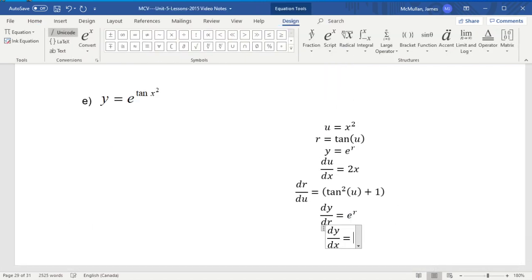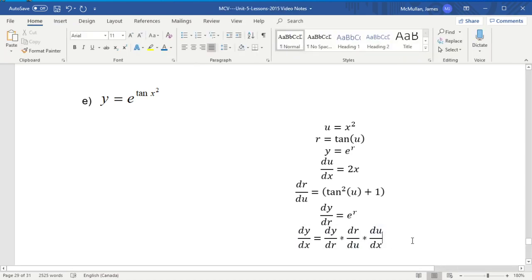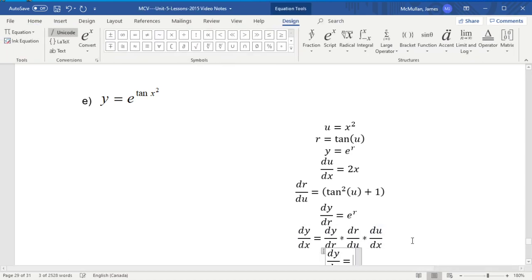I want the answer dy/dx, so everything else I have here has to cancel. dy/dr times dr/du times du/dx. If you look, there's an r on the top and an r on the bottom that cancel. There's a u on the top and a u on the bottom that cancel, and you're left with dy/dx. So you can do the chain rule as a three.